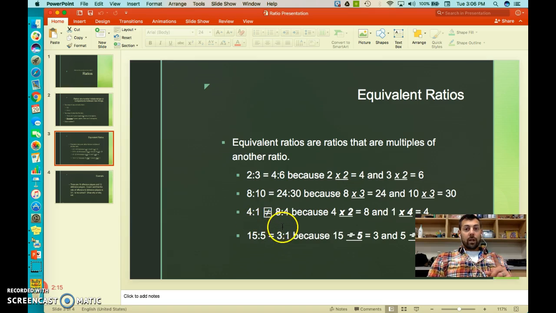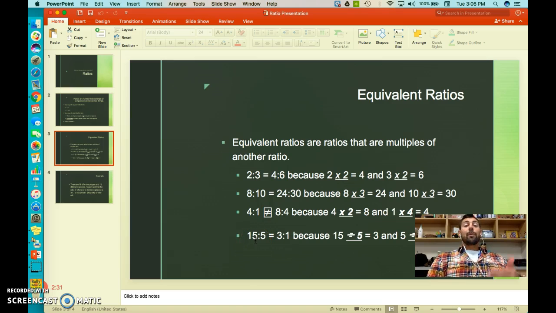However, 4 to 1 cannot be 8 to 4 because 4 times 2 is 8 and 1 times 4 is 4. It's not the same multiple. It has to be multiplied by the same factor in order to be an equivalent ratio. So that's why this one doesn't work.